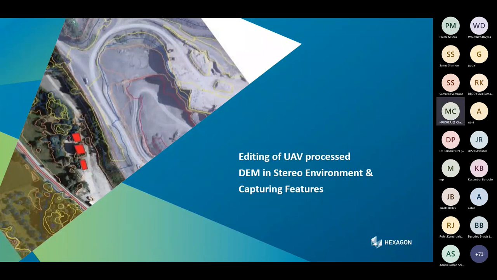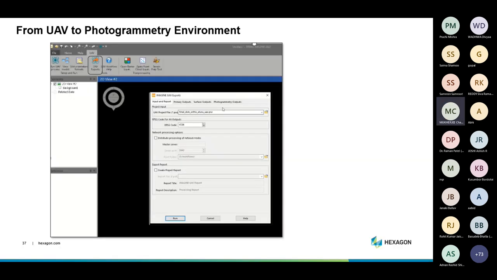Then the beauty of Imagine UAV is that once you perform in the UAV environment, you can bring that file into the photogrammetric environment also for DEM editing in the stereo environment. So in the next slide, see, once you perform the UAV functionalities, then it's very simple steps. You just have to click on the UAV export block file option, and by clicking that option, you can export that BLK file, which is nothing but the block file which holds all the information for the photogrammetry environment. And once you export that BLK file, you can open that block file in the photogrammetry environment.